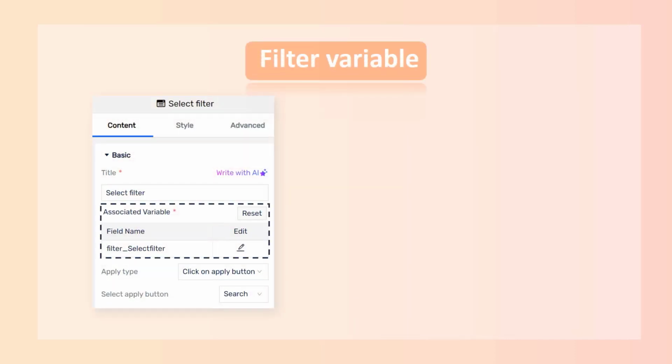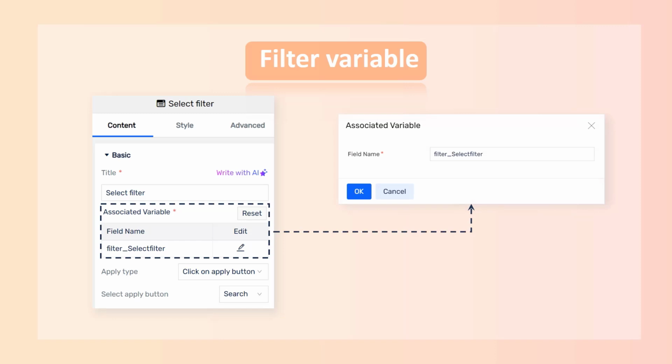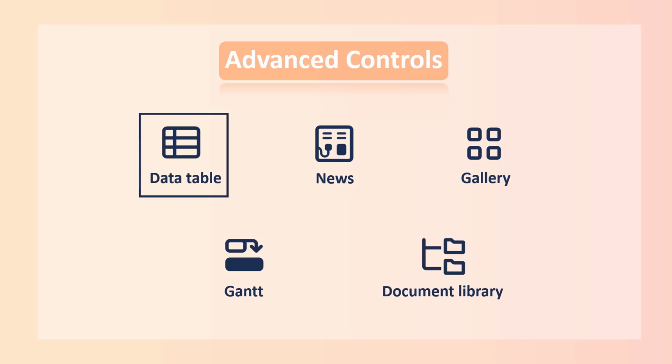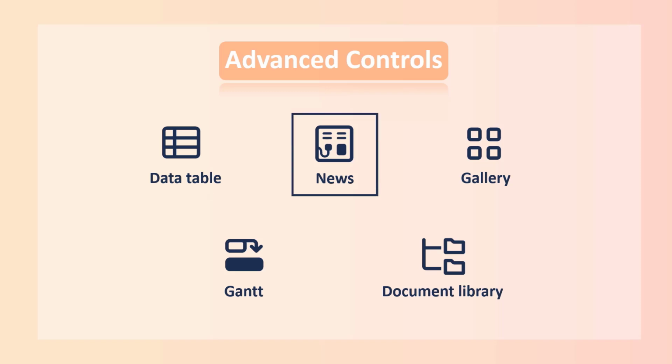Each filter control is linked to a filter variable accessible in the Controls Properties panel under Content/Basic Settings. This variable stores the filter conditions and can be employed in various Yeeflow features. Data Table displays a list of items from a data source. News shows a collection of data as news cards.